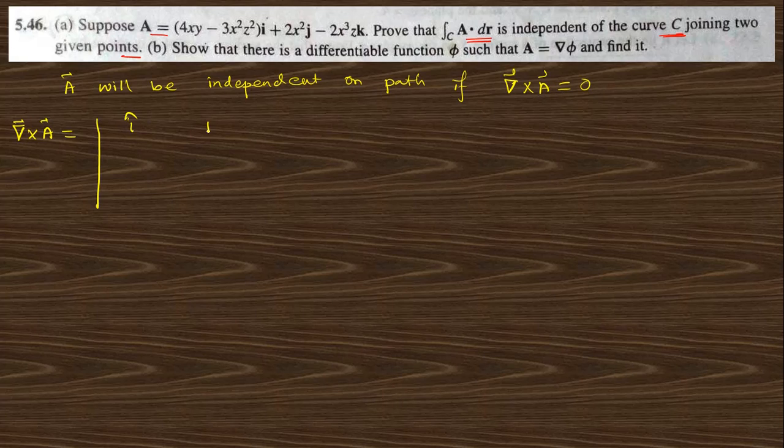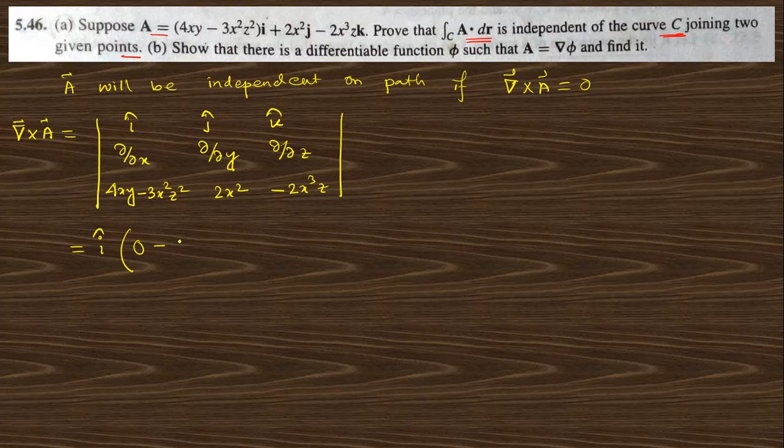Okay, so this is i cap, j cap, k cap, del x, del y, del z, and the coefficient of i cap is 4xy minus 3x squared z squared. The coefficient of j cap is 2x squared, coefficient of k cap is 2x cubed z. Clear? So for the i cap component, del y of this, there is no y function, so this is 0. Del z of this, there is no z function, this is also 0. Plus j cap, del z of this, this is a z function, so this is 2z, and this becomes minus 6x squared z. And del x of this, with respect to x, there is 3x squared, so this becomes 6x squared z. And plus k cap, del x of this is 4x, and del y of this is also 4x. So you can see this is 0, this is 0, this is 0, so the curl becomes 0.